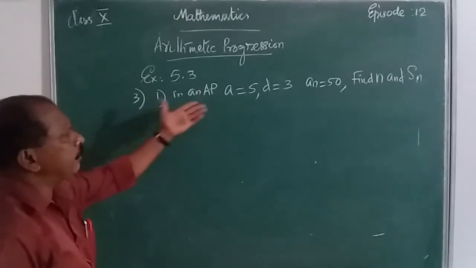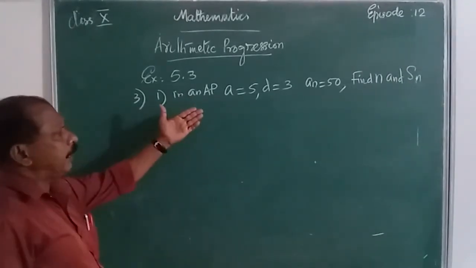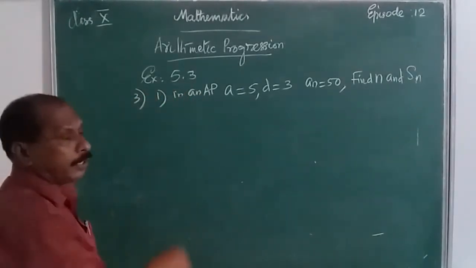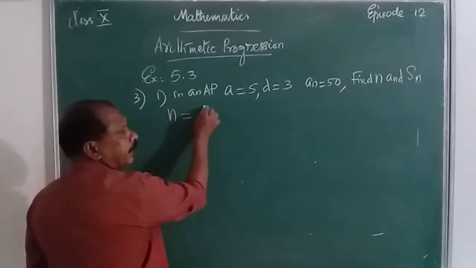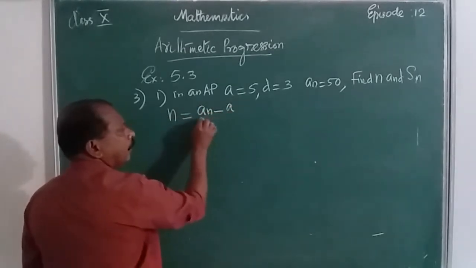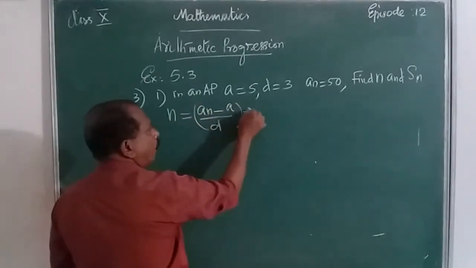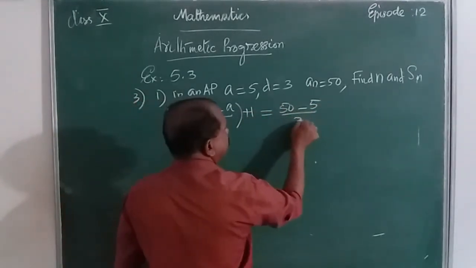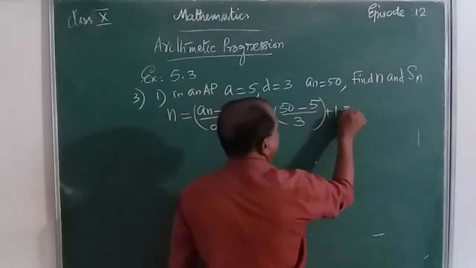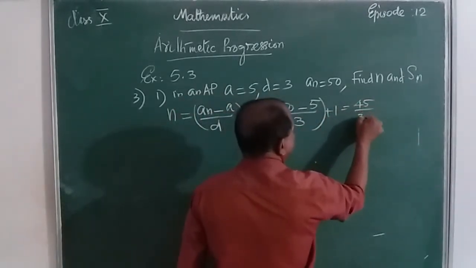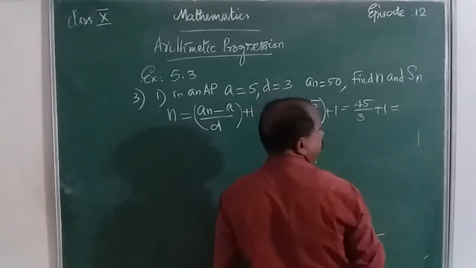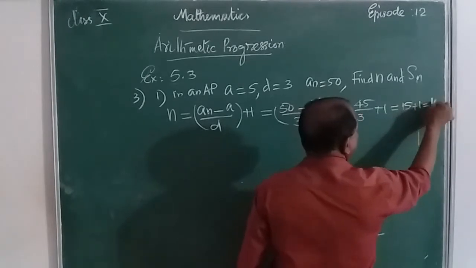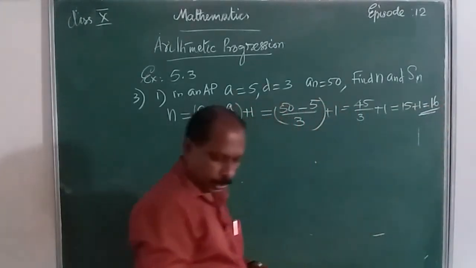Then answer: the values are given. Therefore, the first term is given and the last term is given. Common difference is given. First of all, we can find out the n. Therefore, n is equal to, same type of question, (an minus a) by d plus 1, is equal to (50 minus 5) divided by 3 plus 1, is equal to 45 by 3 plus 1, is equal to 15 (3 15s are 45). 15 plus 1 is equal to 16. Therefore, number of terms is 16.